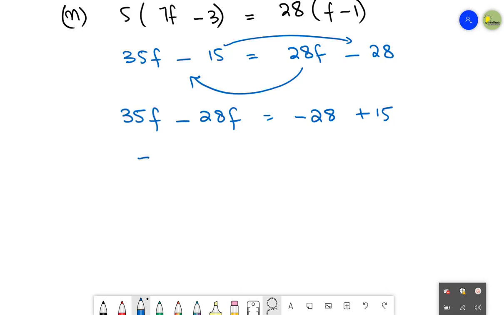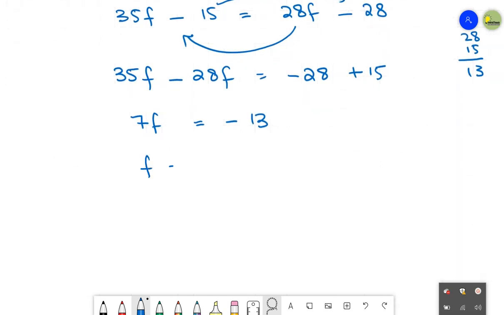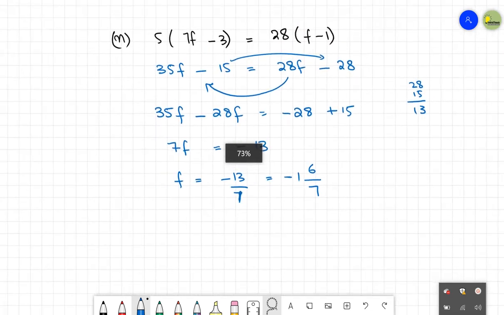Now solve the values. You will have 7f over here. 35 minus 28 is going to give me 7f equals 28 minus 15 when subtracted. It will give me 13, minus 13. Why? Because 28 is a greater value. So the answer of f will be minus 13 upon 7. Or you can write it as a mixed fraction: 7 ones are 7 and you can add 6 to it so that you can have 13. So this is the mixed number or mixed fraction that you can convert.